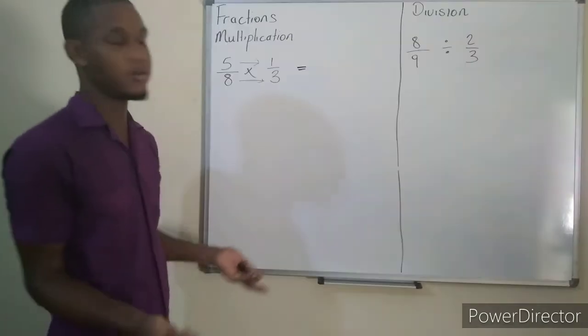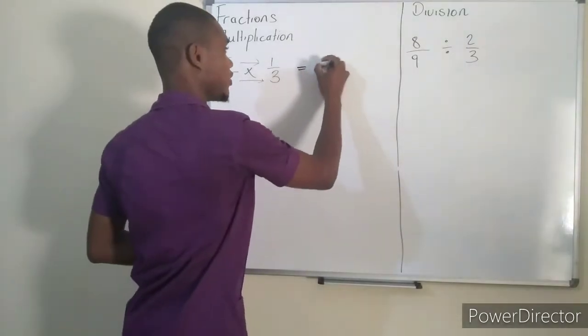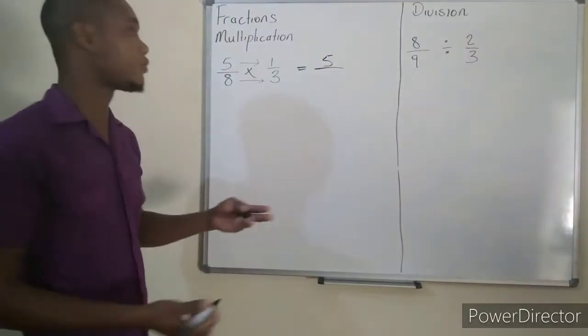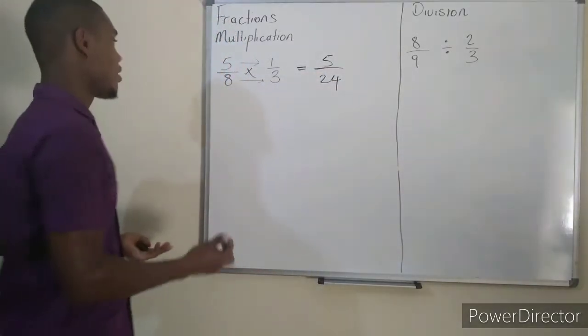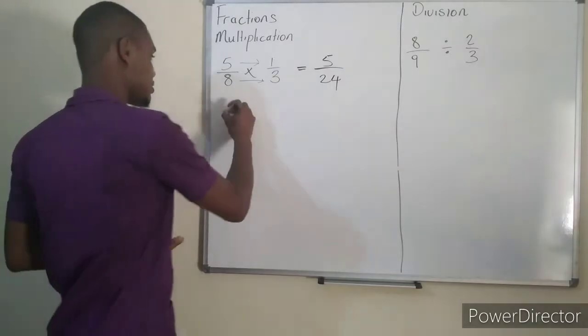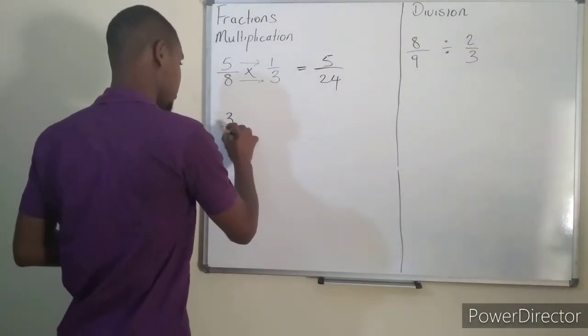So 5 times 1, 5. And you'll put your 5 there. 8 times 3, that gives you 24. And you'll put it there. And that's your answer. So I'll do another example because these are very simple.